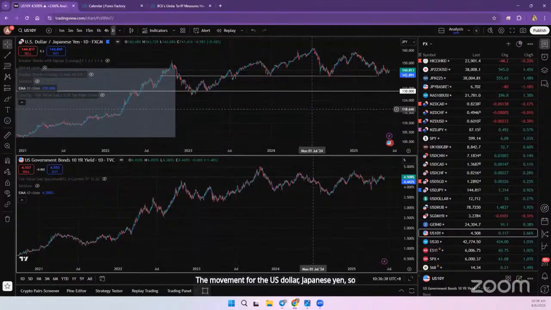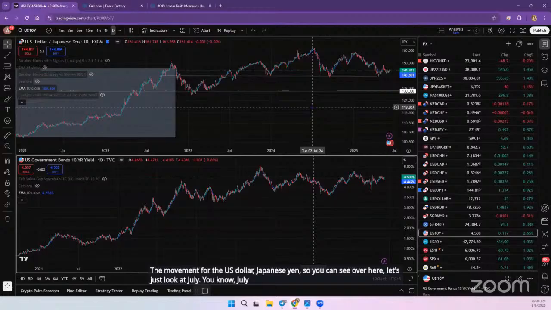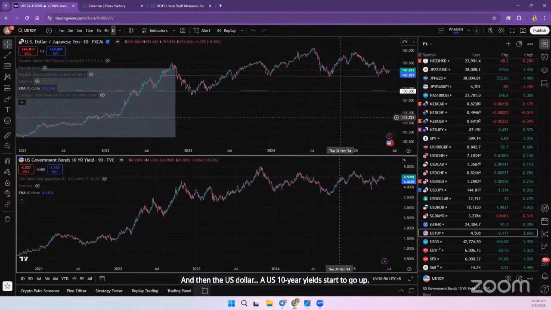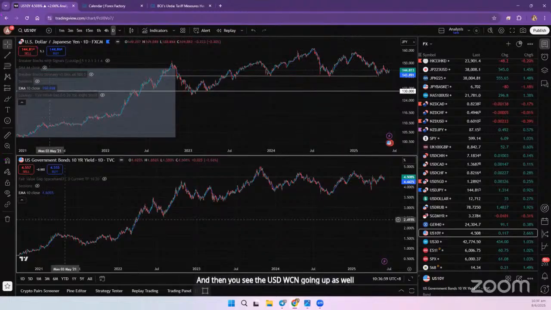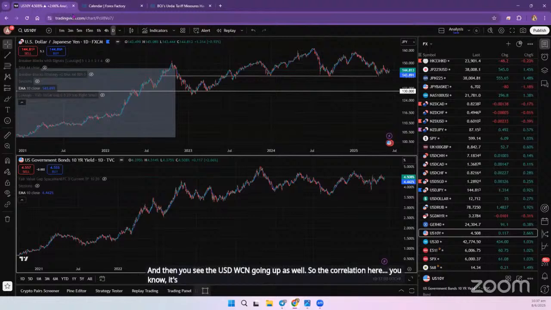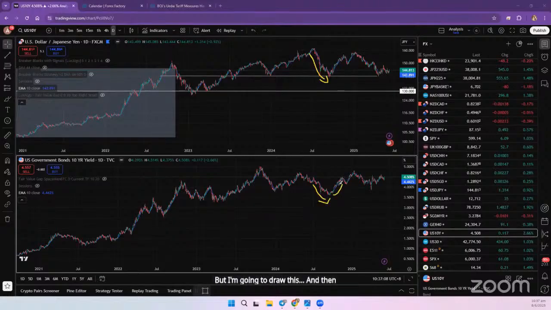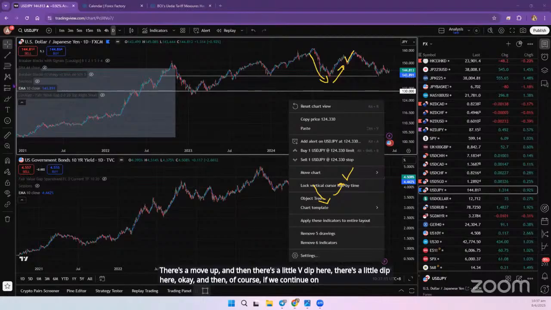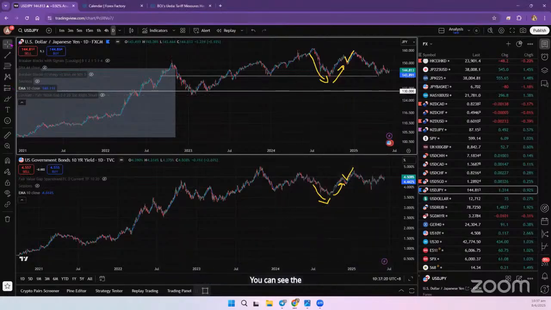So you can see over here, let's just look at July. When the USD 10-year yield starts to drop, the US dollar yen starts to push down a bit. Then the US 10-year yield starts to go up, and you see USD Japanese yen going up as well. The correlation here is quite obvious. There's a move up, then a little V dip here, and if we continue on this trajectory, you can see the correlation happening again.